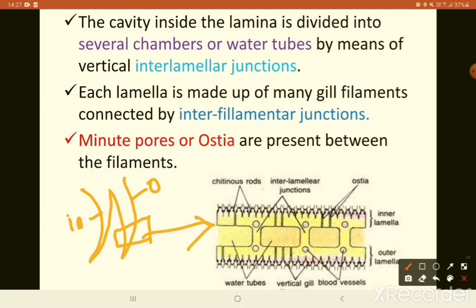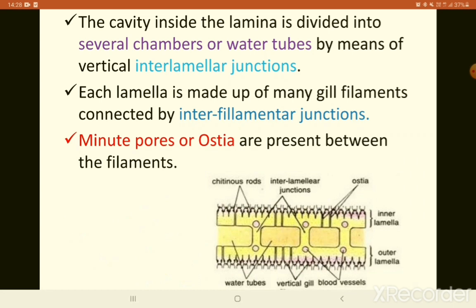Here you can see that it has gill filaments, and each gill filament is elongated and passes downwards, and then is reflected upwards in the form of a V, so that it has both an ascending limb and a descending limb. These two adjacent gill filaments are also connected with each other. This is one filament, this is another. They are all connected to each other like this, and these junctions are known as interfilamentar junctions. When two gill filaments are joined together, you call it an interfilamentar junction.